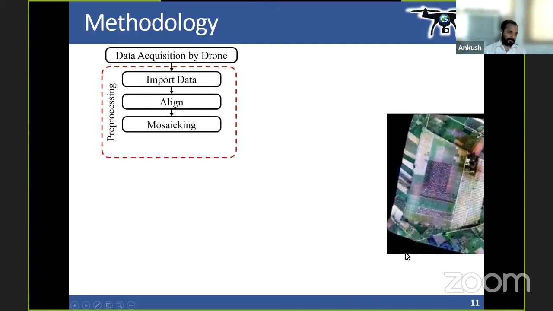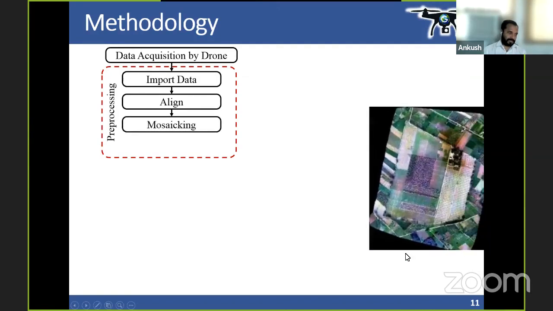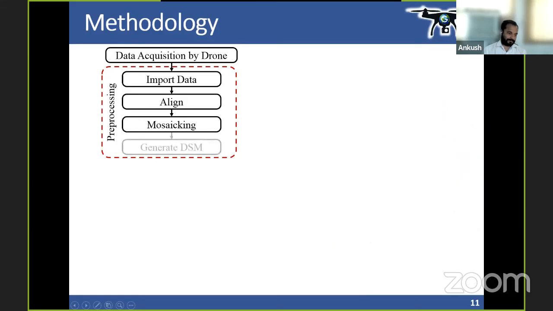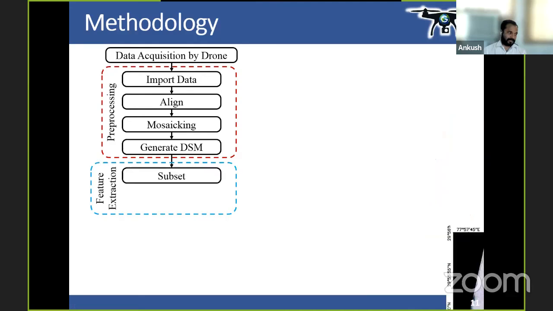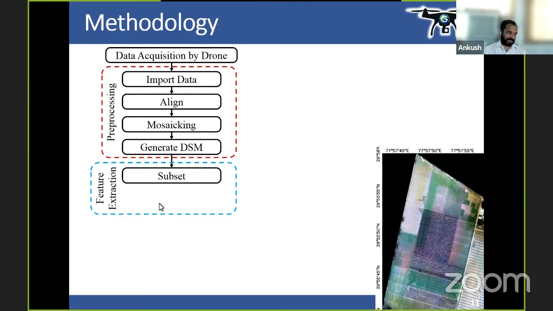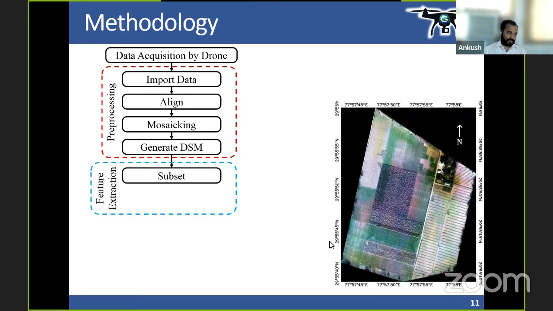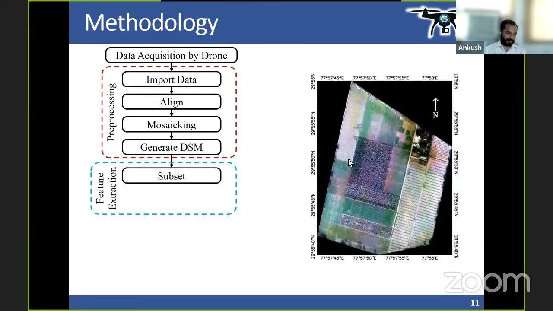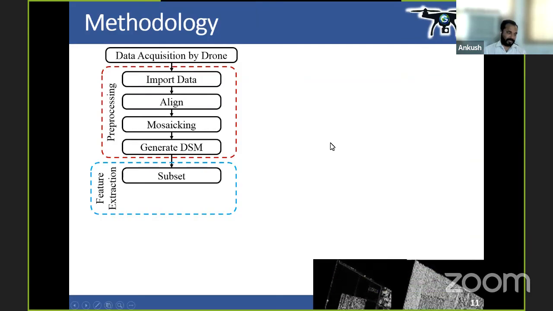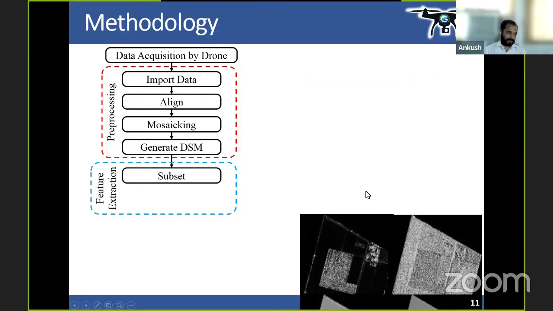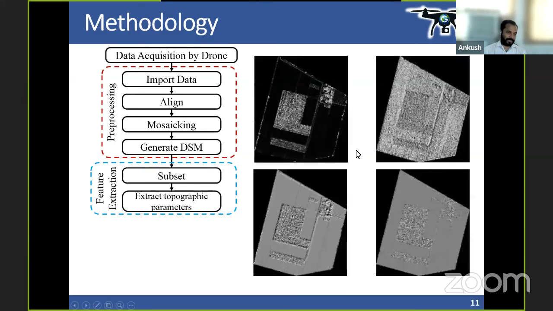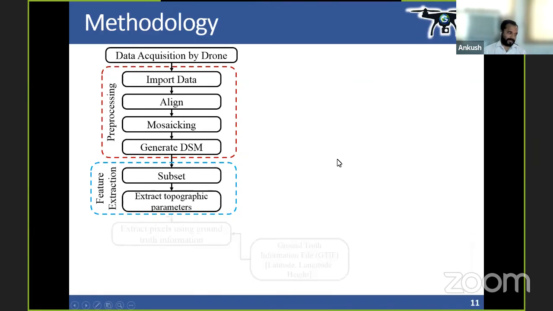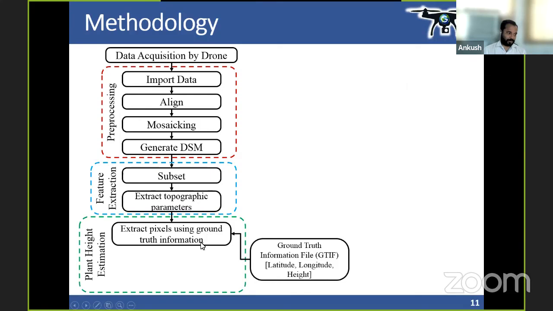So this is the mosaic image of the study area and the generated DSM. After generating the DSM, in the feature extraction part, we took a subset of the chosen study area. And we extract the topographic parameters from the DSM, like aspect, slope, shade, relief, etc. These are the four topographic parameters that we will use to build the network to estimate the height of the ground. After that, we extract the pixel values from the ground truth information.